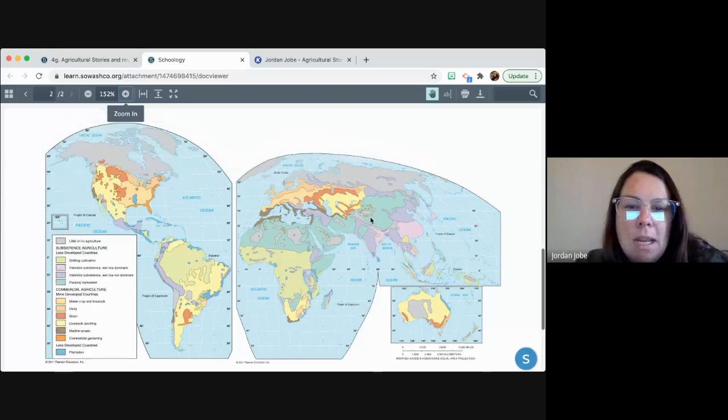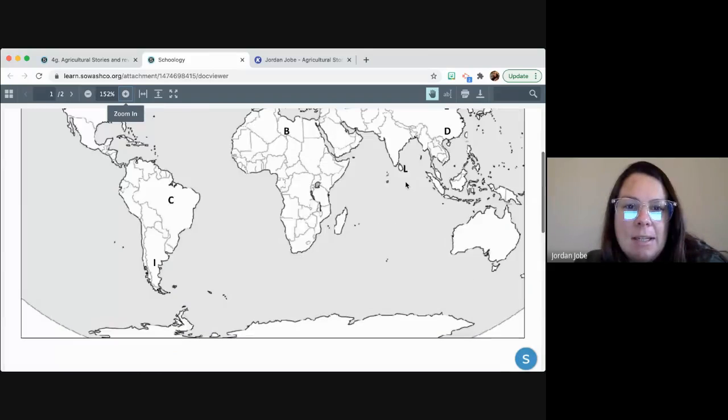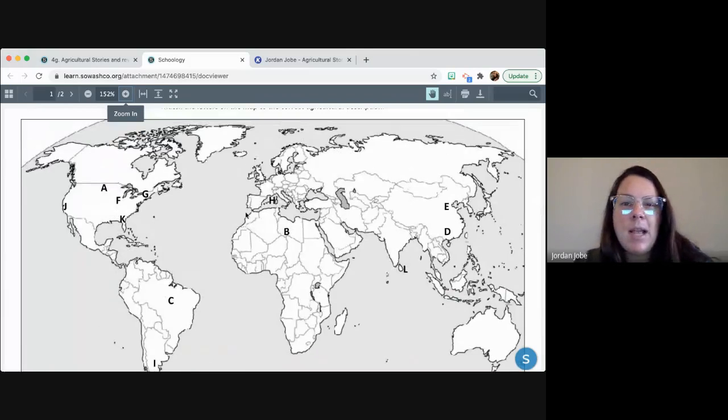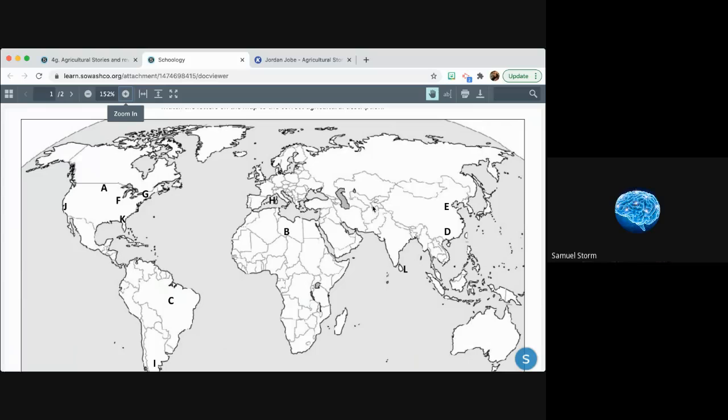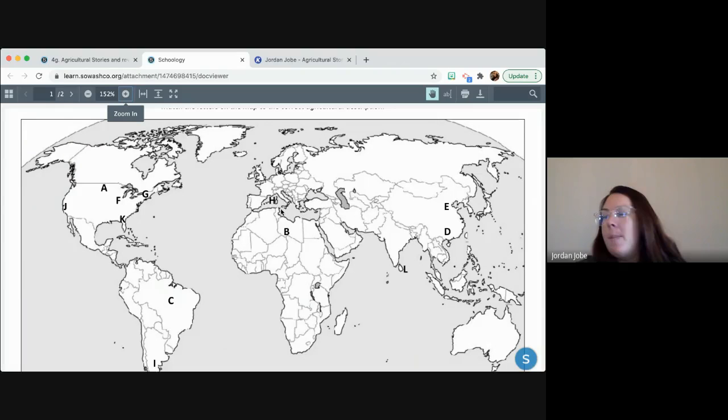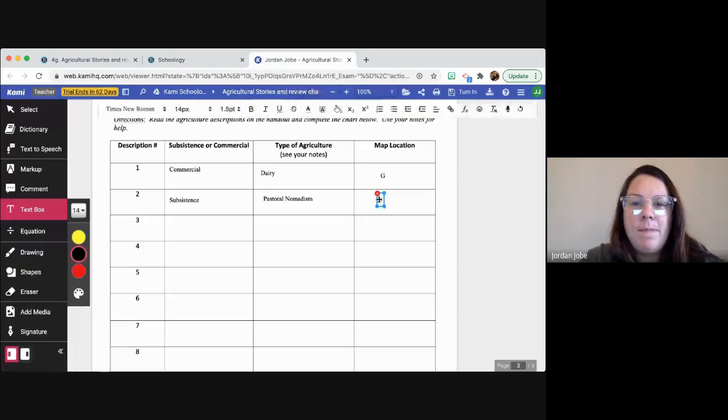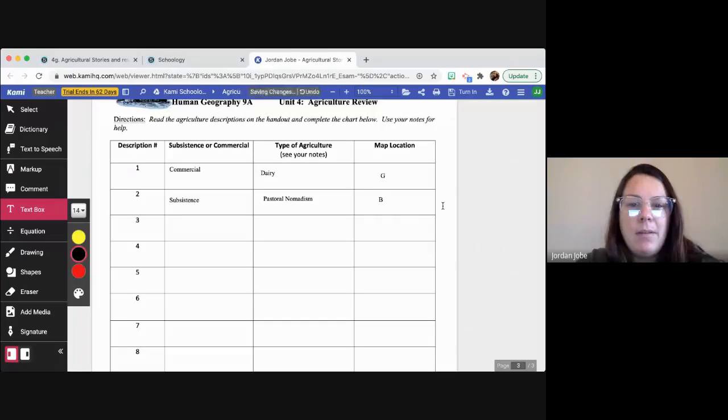So taking a look at our map with our letters on it, and we're talking about this area all the way through here up to here. What letter corresponds with that location? B, absolutely. So I would put my B right there.